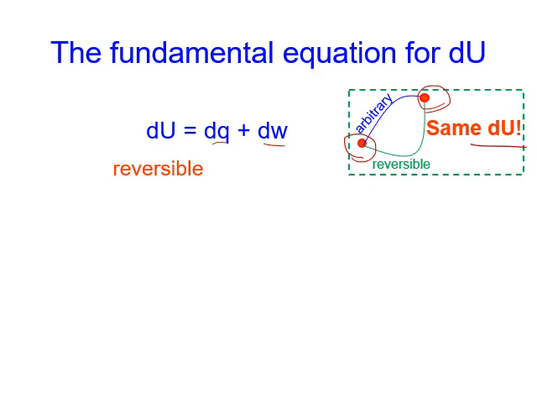Now, in general, work is calculated by negative P external times volume change. But for the reversible process, the pressure outside always equals the system pressure. So the work can be calculated by negative PdV instead of external pressure. All right, so that's work.